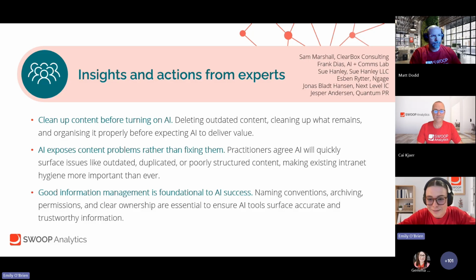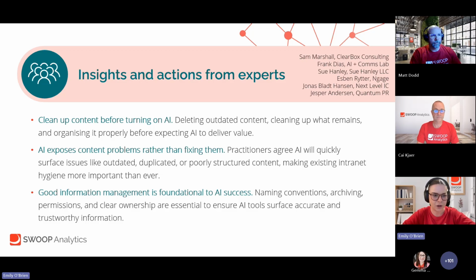I think one of the most consistent messages that we heard from the experts is that AI isn't necessarily a cleanup tool. It's certainly, I would say, more so an amplifier of the things that already exist. So before expecting AI to deliver value, organizations need to address outdated content, duplication, and pages that no longer serve a purpose. What this means is also deleting what's no longer relevant, cleaning up what remains, and organizing content properly, just so that AI has something much more reliable to work with.